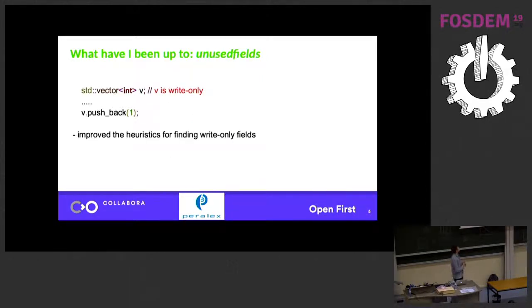Unused fields is a global analysis plugin. I've been extending it lately to look for fields that are unused in the sense of they're not generating any useful work. So for example, an example up there, we've got a standard vector. We're pushing information into it, but other than that, we're doing nothing with it. My normal analyses don't find this, because we are in fact calling a non-const method on it. So we are actually modifying the object, but other than that, we're doing nothing useful to it.